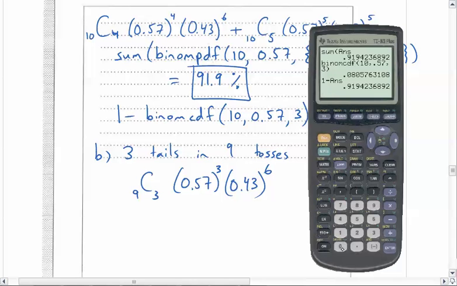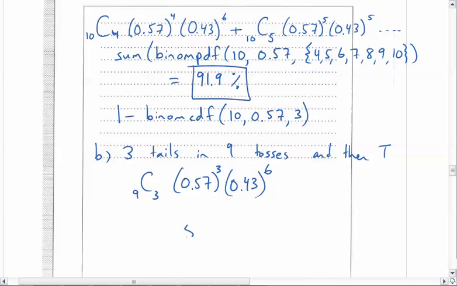Okay, or I can go binomial PDF of, out of 9 tries, chance of tails, I want 3. And that should give me the same answer as 9 choose 3, 0.57 to the power of 3, 0.43 to the power of 6. Yes. So that's the chance of getting 3 tails in 9 tosses, and then I'll times that by 1 more tail. So that's a 0.056, so 5.61% chance.